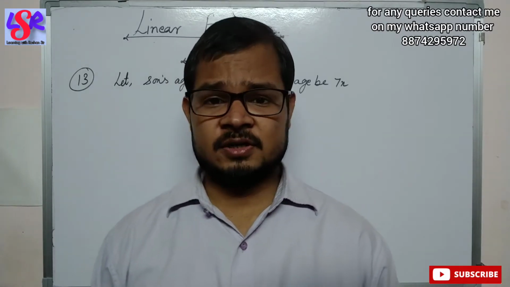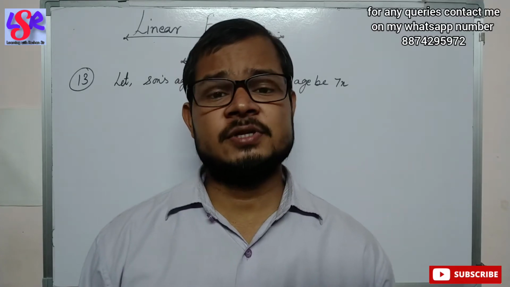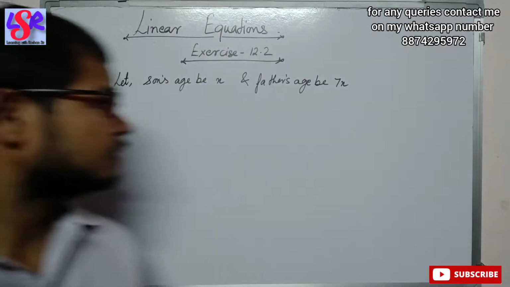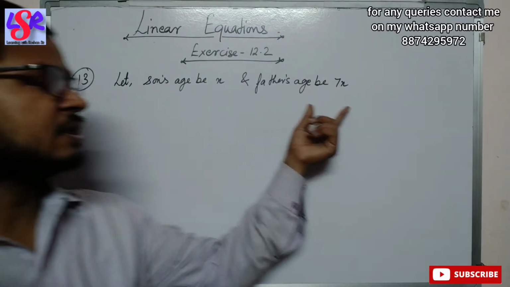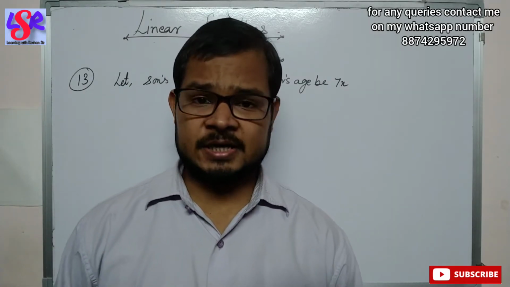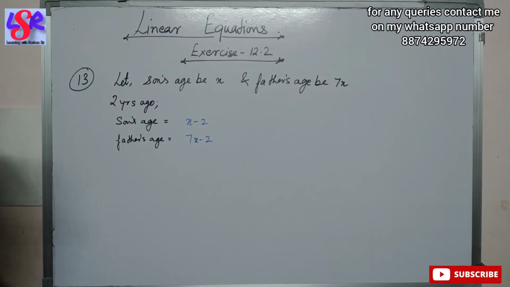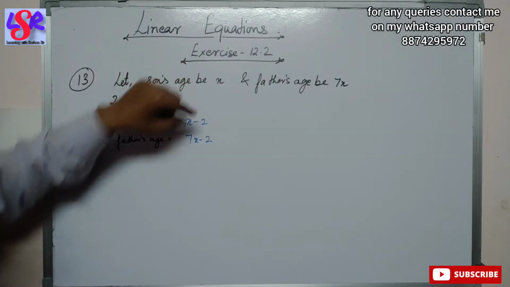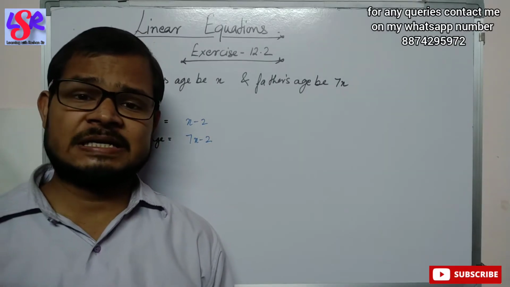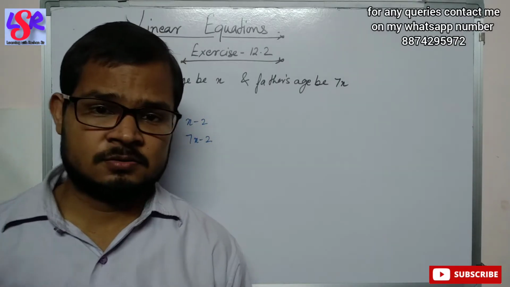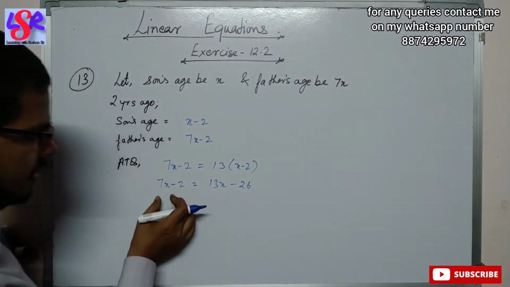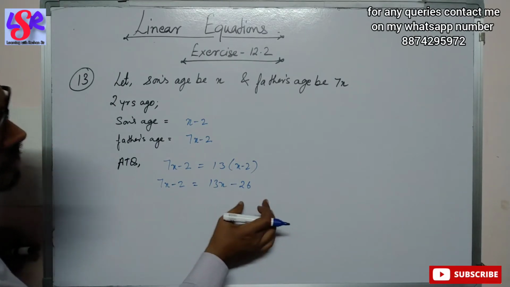Now as the age of father is 7 times the age of his son, this means the father's age is dependent on the son. So we can take the son's age to be x and the father's age to be 7x. Now he's saying 2 years before. So the son's age 2 years ago is x minus 2 and the father's age 2 years ago is 7x minus 2. According to the question, the father is 13 times the age of his son. So 7x minus 2 equals 13 into x minus 2. And here we get 7x minus 2 equals 13x minus 26.